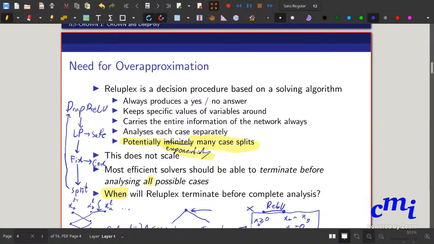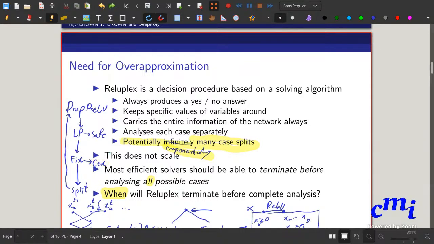So is this okay? If we are to avoid doing splits as much as possible, then when we say that we want to terminate early, we should aim to either exit via this route or exit via this route as early as possible, right? Now, of course, if you are exiting via this route, that means that the network is inherently unsafe and we are finding a bug. So in that case, sure, exiting via this route makes sense.